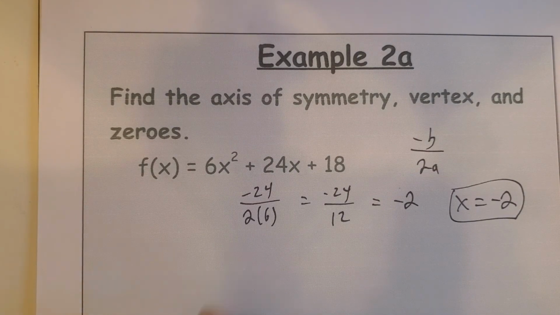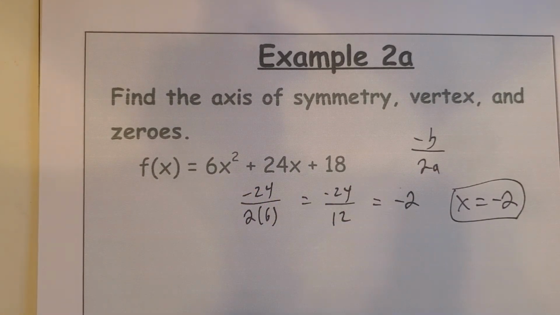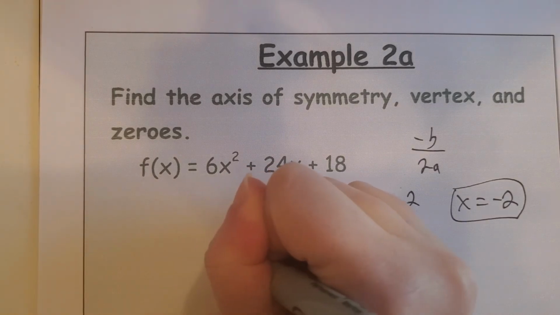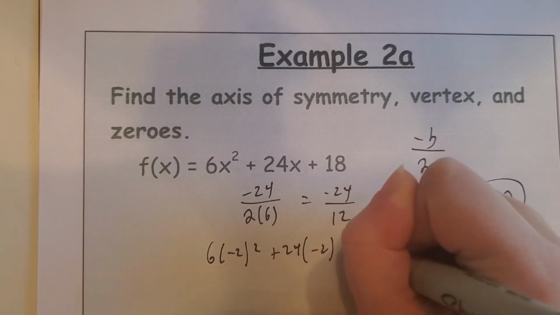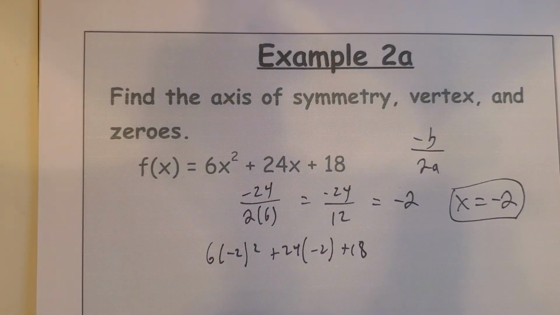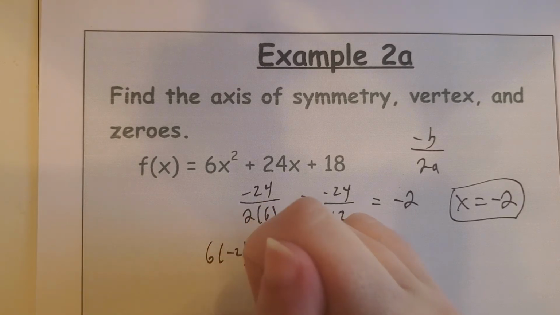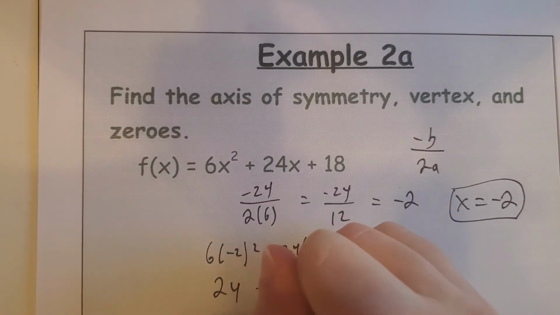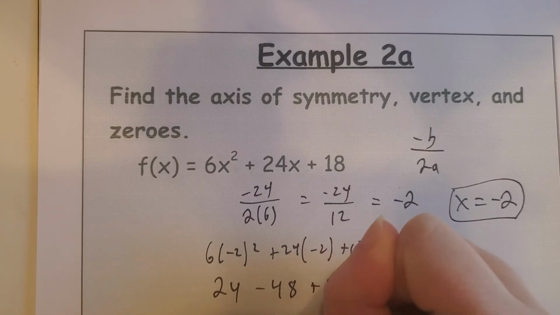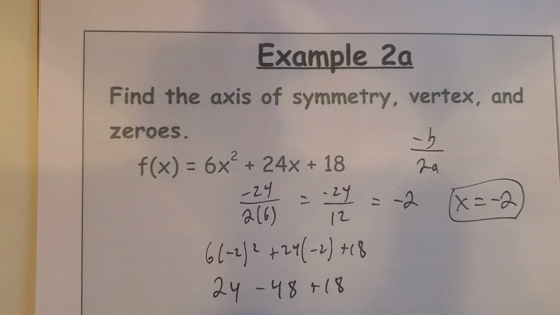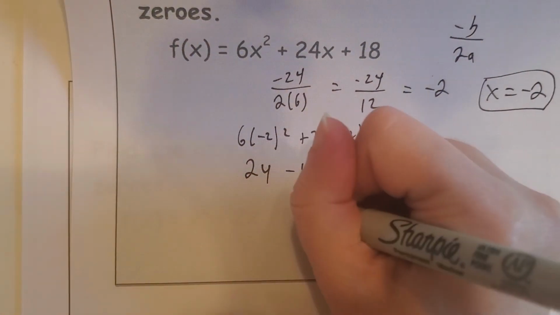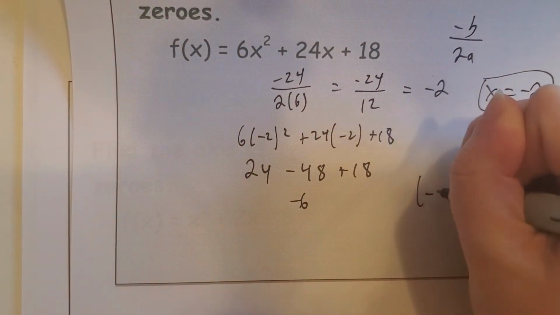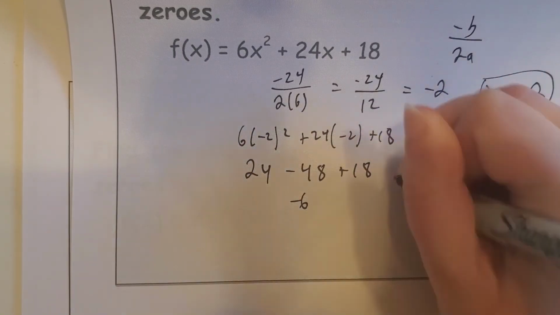We're going to plug that in here for x to find the y value of our vertex. 6 times negative 2 squared plus 24 times negative 2, plus 18. Order of operations, exponents first. Negative 2 squared is 4, times 6 is 24, minus 48, plus 18. 24 minus 48 is negative 24, plus 18 is negative 6, I think. So the vertex is (negative 2, negative 6).